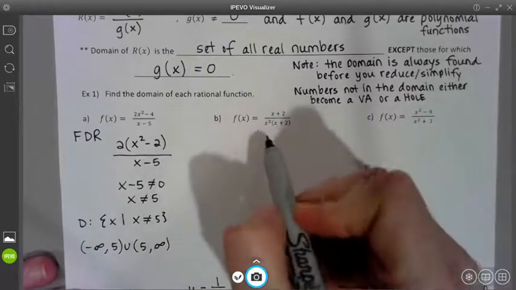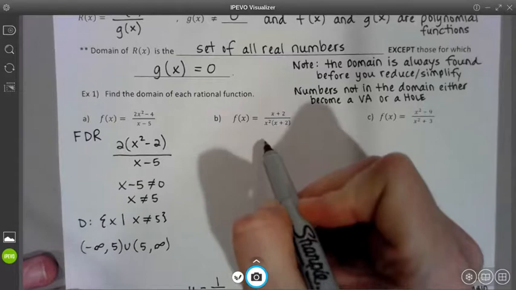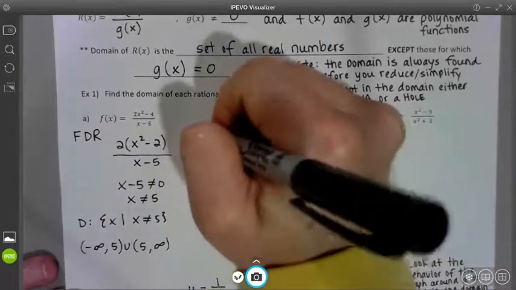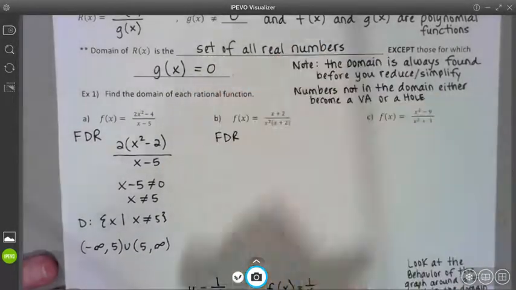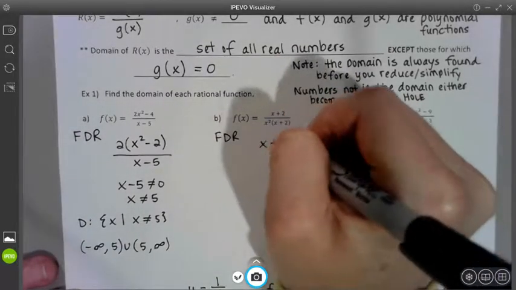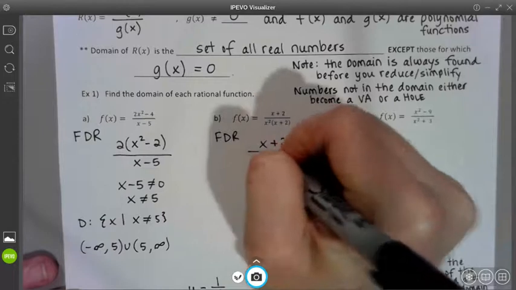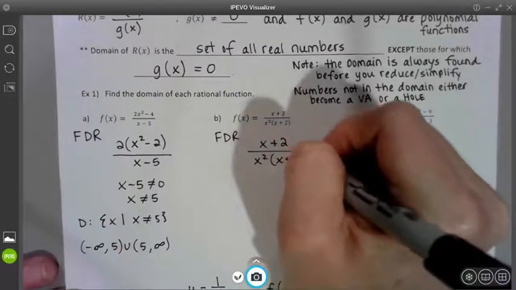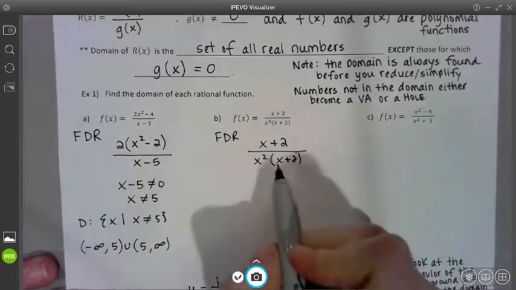All right, look at this function. If you had to find the domain of this rational function, FDR, we would factor, we would find the domain, and then we would reduce. The top does not factor. The bottom does not factor. So really, I did not have to rewrite that, but I did. All right. Then you would find out the domain.